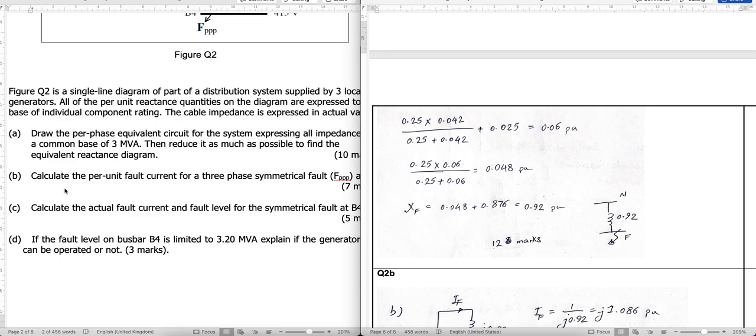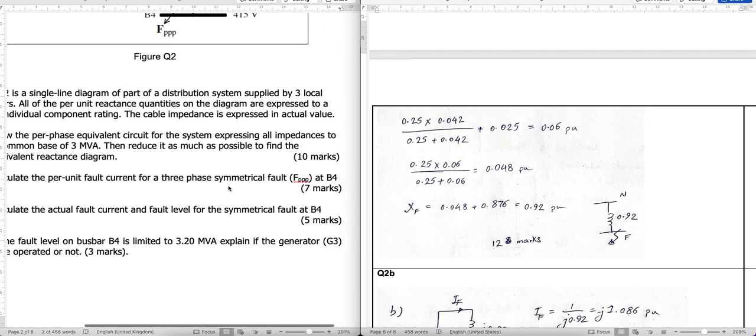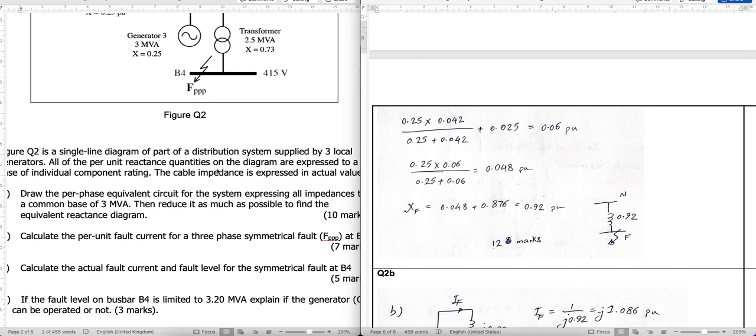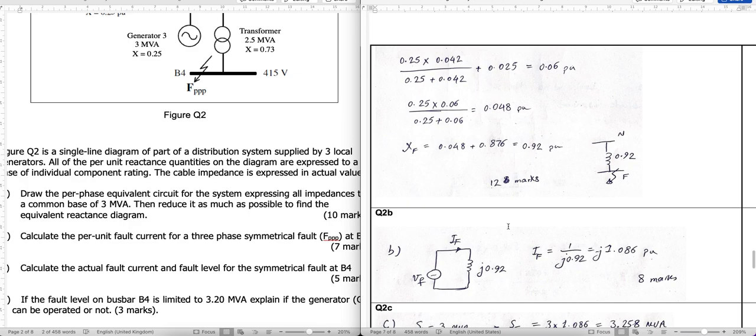Section B is calculate the per unit fault current for a three-phase symmetrical fault at B4. So here basically, what you need to do is you need to divide 1 per unit by this 0.92.